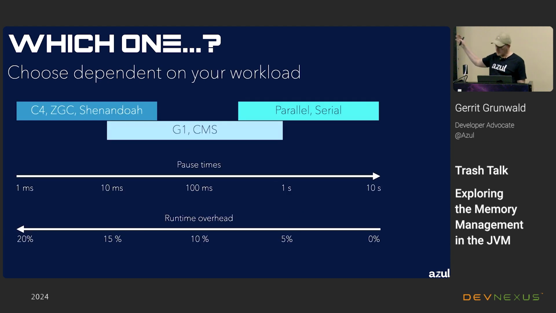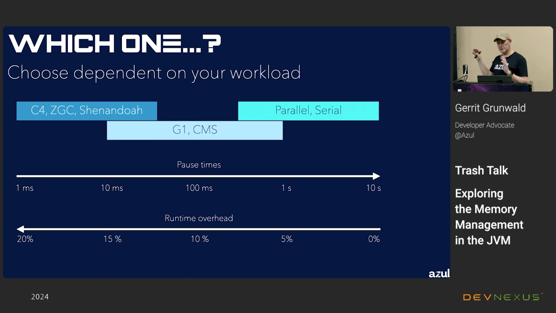So that's something you have to keep in mind. And there's a graph that I also found on the web, which is not too bad. It shows you the pause times and also the runtime overhead. And so you can make a decision based on your workload, right? If you need very small pause times, then probably C4, ZGC, Shenandoah, a good choice. If pause time isn't really a big problem, then you go on the other hand to parallel or serial, and in the middle there's G1 and CMS, which is good for most of the stuff, right?